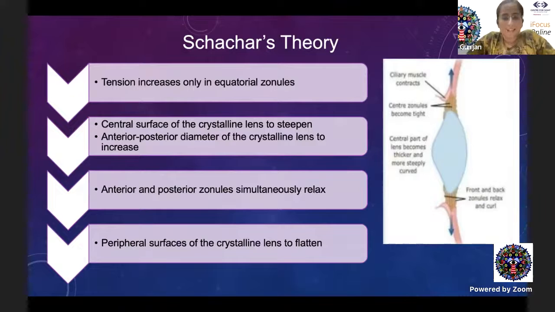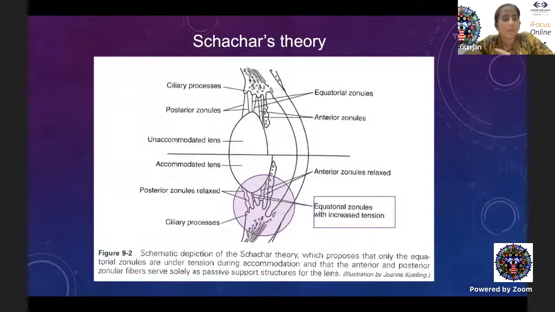Because of the laxity of the anterior and posterior zonules, the peripheral surfaces of the lens flatten. So the basis of this was that only the ciliary muscles contract and only the equatorial zonules are being tensed. Otherwise, the anterior and posterior zonules are just acting as a support system for it.